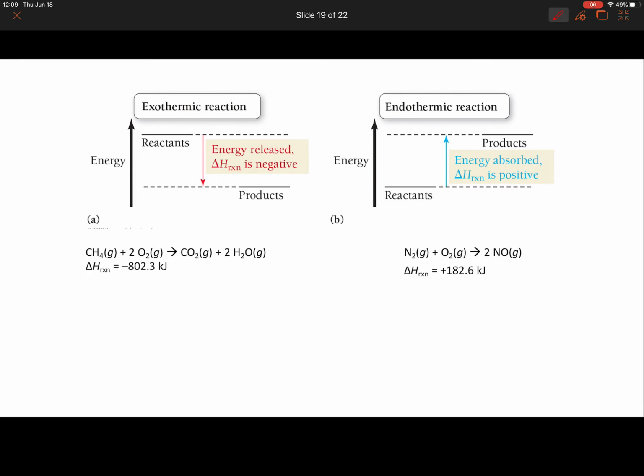Okay, let's talk about how heat plays into this. So we have a measurement called enthalpy.